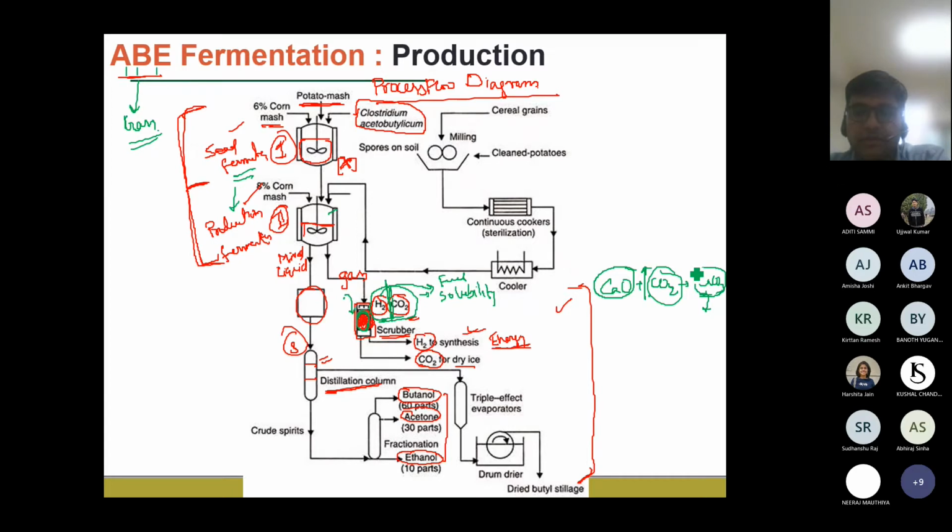Either we use CO2 in the form of calcium carbonate, or we can use it in the form of dry ice, as we discussed in the last class. Then the liquid component: we have acetone, butanol, and ethanol, and both butanol and ethanol are alcoholic derivatives. The boiling point of butanol is higher than that of ethanol, so we separate them by a distillation column.